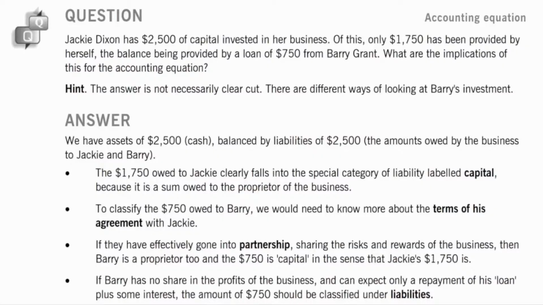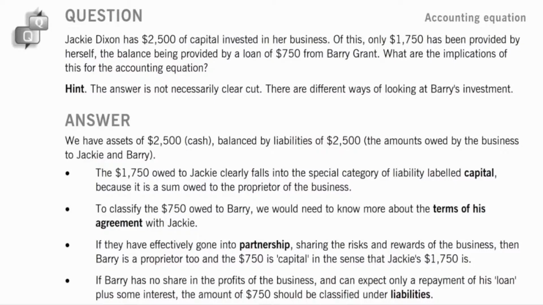Final classification. Here's a summary of how the amounts are classified, depending on Barry's role. If Barry is a partner, assets, $2,500. Capital, $2,500, $1,750 from Jackie plus $750 from Barry. Liabilities, 0. If Barry is a lender, assets, $2,500. Capital, $1,750, Jackie's contribution. Liabilities, $750, Barry's loan.